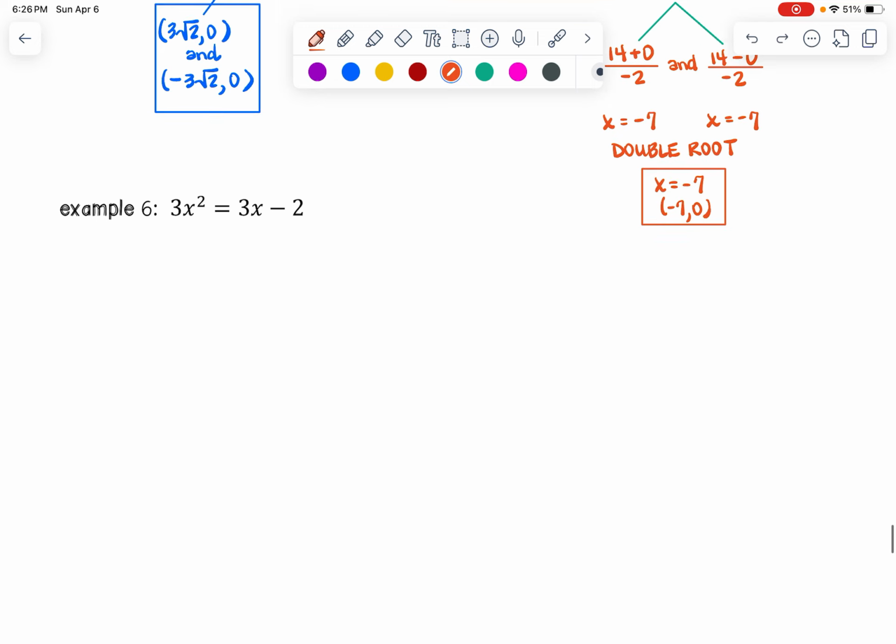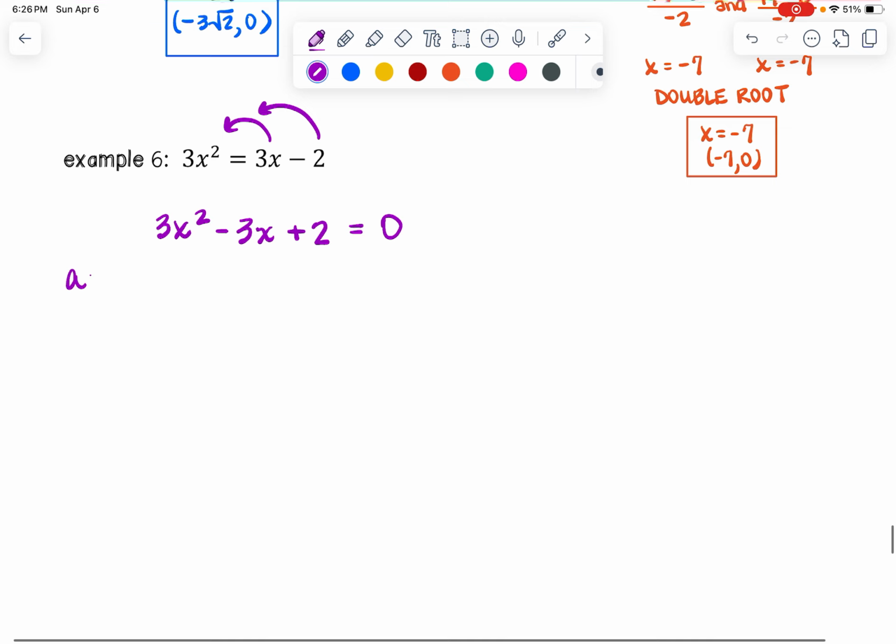See what happens with this very last one. All right, definitely not set equal to 0. I'm going to keep my 3x squared on the left where it is, and I'm going to bring my positive 3x and my -2 over. So my 3x is going to change to a negative, and my 2 is going to change to a positive because I'm going to be adding them to the other side. Remember, terms just change sign when you carry them to the other side.